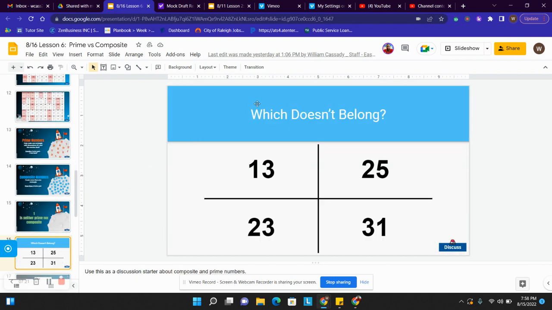All right, here we go. Another one. Which doesn't belong? 13, 25, 23, 31.